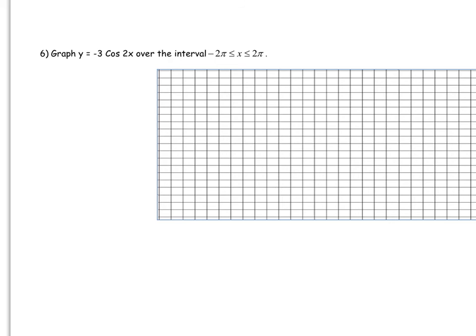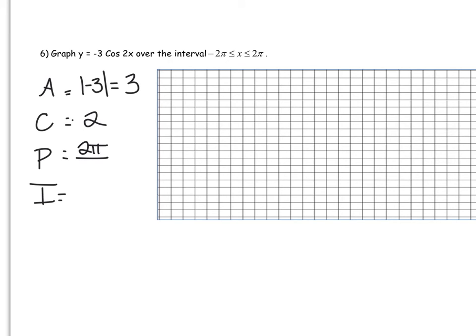All right, so we want to graph -3 cos 2x over the interval from -2 pi to 2 pi. So we need the a, the c, the p, and the I. So take a minute, see if you can figure that out, and then hit resume when you're ready. Okay, the amplitude is the absolute value of -3, which is 3. The number of cycles is 2. The period is 2 pi over b, where b is the number of cycles. So 2 pi over 2 is pi, and the interval is period over 4.